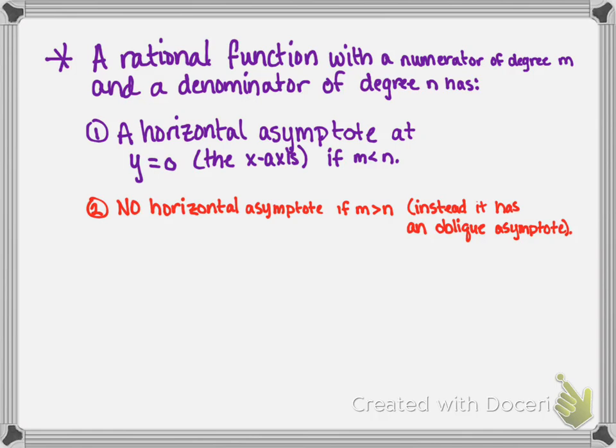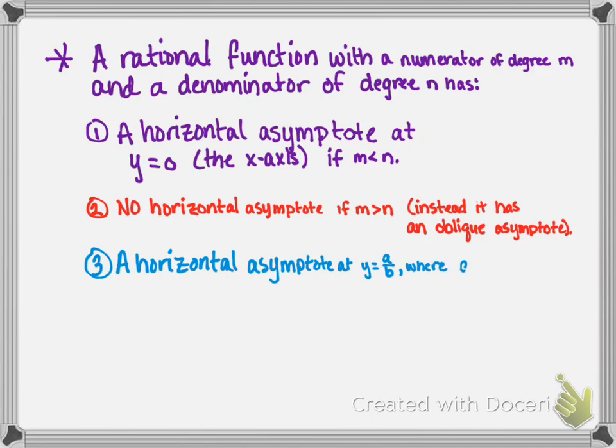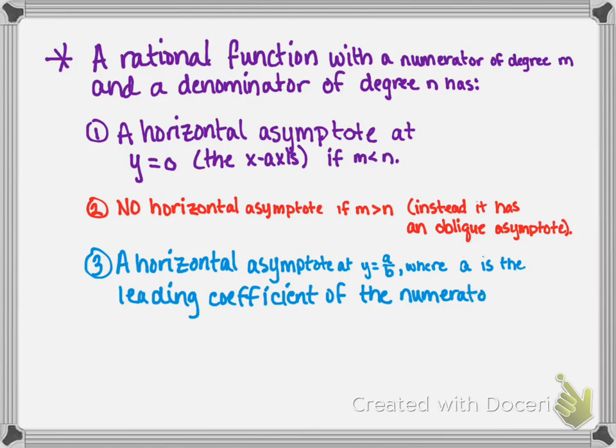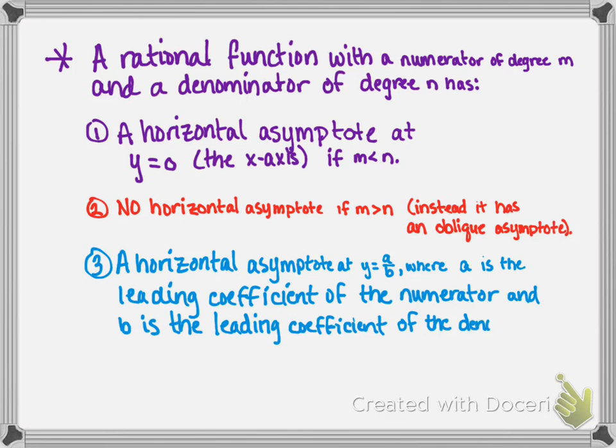We will look at examples of these together in class, and instead of having a horizontal asymptote, these functions usually have an oblique asymptote, which is an asymptote at a slant or at an angle. A third possibility is that we have a horizontal asymptote at y equals a over b, where a is the leading coefficient of the numerator and b is the leading coefficient of the denominator. And that occurs if m equals n, if the degrees of the numerator and denominator are equal.